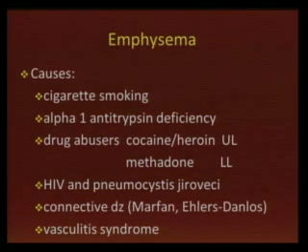Emphysema is associated with smoking, but there are some other causes, such as drug abuse. For instance, with cocaine or heroin abuse, the emphysema is seen in the upper lobes. Methadone is seen mainly in the lower lungs. There are other diseases, like HIV or Pneumocystis jirovecii, that produce emphysema, as do connective tissue disease or vasculitis syndromes.